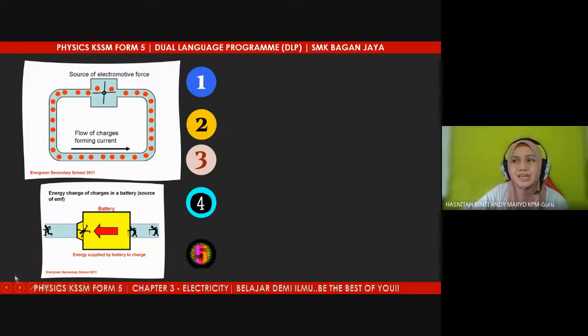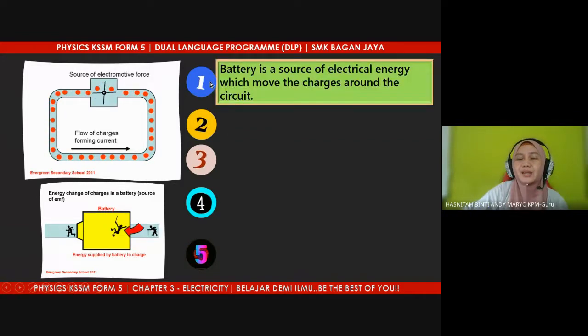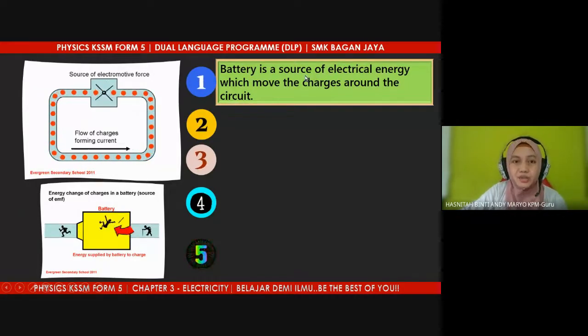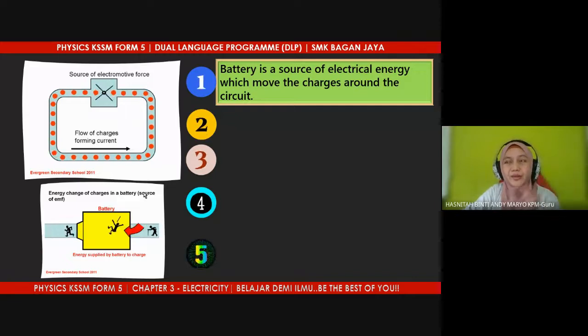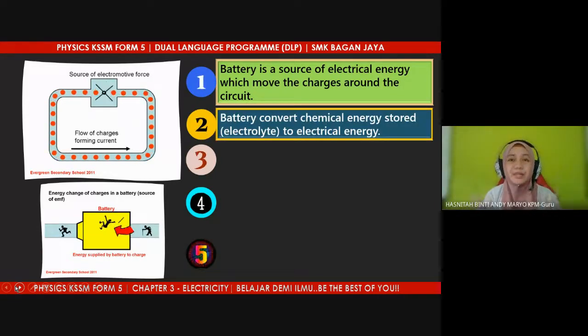So what is an EMF? The first one, battery is a source of electrical energy, okay, which moves the charges around the circuit. So what kind of energy does the battery give to a charge? The answer is electrical energy. A battery gives electrical energy to the charge. Okay, so you know battery, students.